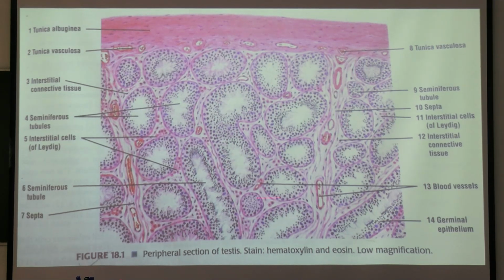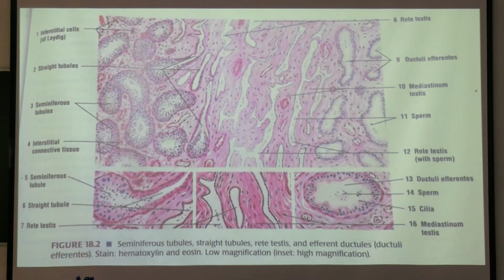Like this you will see under the microscope. Outer covering albuginea, vasculosa, septa dividing into lobules, sections of the seminiferous tubules, interstitial cells of Leydig. And this is the region of the rete testis. So these are sections of seminiferous tubules, here in the region of rete testis, and here is the efferent ductule. It will look like this.